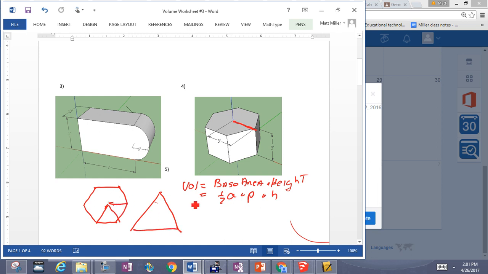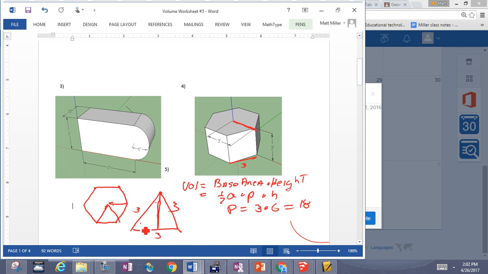here's my equilateral triangle. This length is 3. Since it is equilateral, all lengths are 3, which means every side here is 3. So my perimeter is, of course, 3 times 6, which is 18. What's left is my apothem, which is right here.